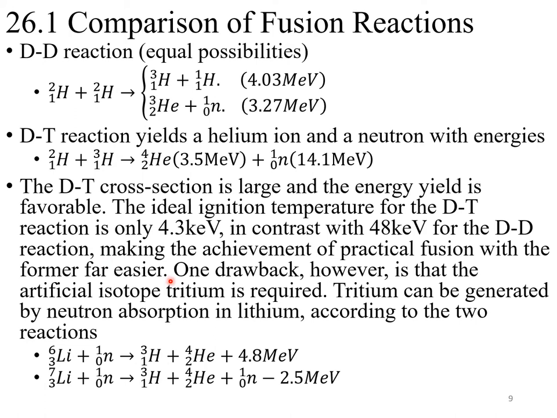There is one drawback, however. It is that the artificial isotope tritium is required, so tritium does not naturally exist on Earth. It must be produced. Tritium can be generated by neutron absorption in lithium, according to the following two reactions. We may have lithium-6 or lithium-7. Lithium-6 absorbs one neutron and will produce the tritium and helium, and it will produce 4.5 MeV. Lithium-7, which is more common in nature, absorbs one neutron and will produce a tritium and an alpha particle and a neutron. This reaction will absorb 2.5 MeV.